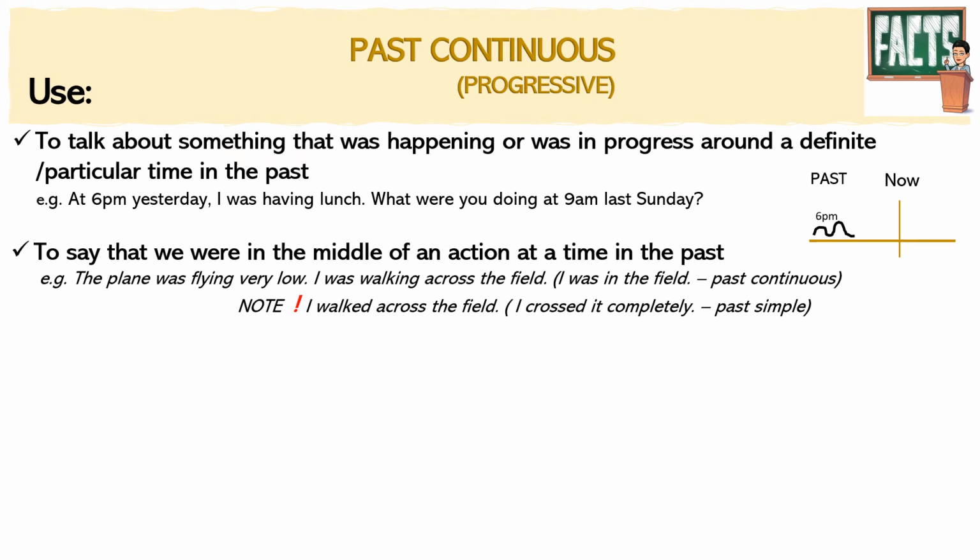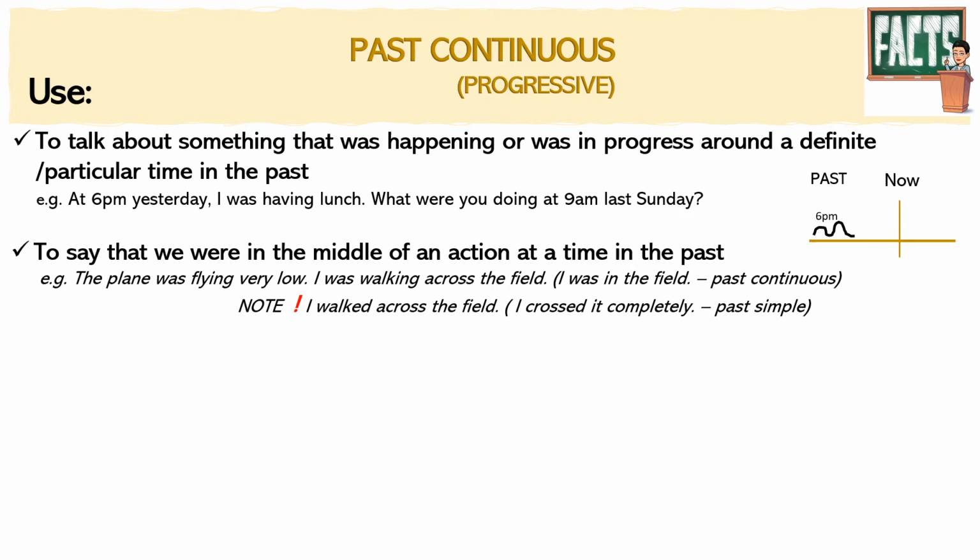We use past continuous when you want to say that you were in the middle of an action at a time in the past. For example, the plane was flying very low. I was walking across the field. So I was in the field. Notice here that if I say a sentence, I walked across the field, so when you use past simple, you are saying that you crossed the field completely.